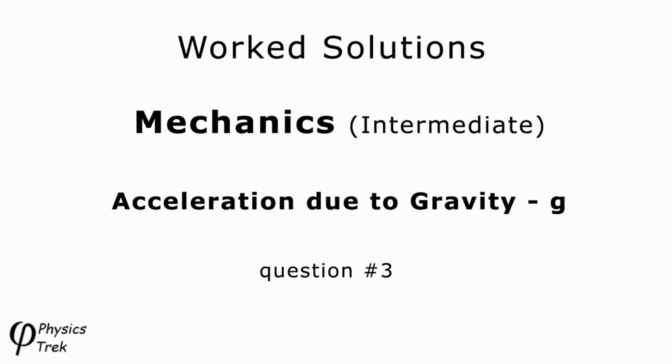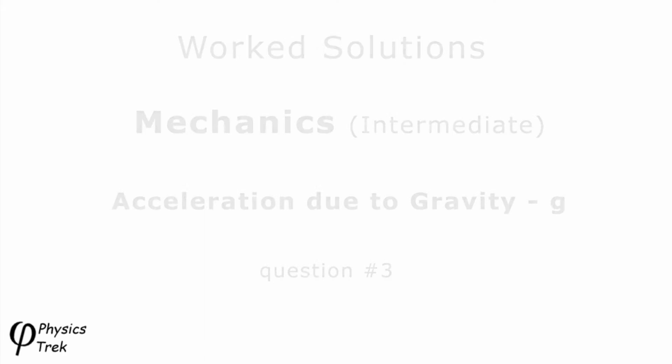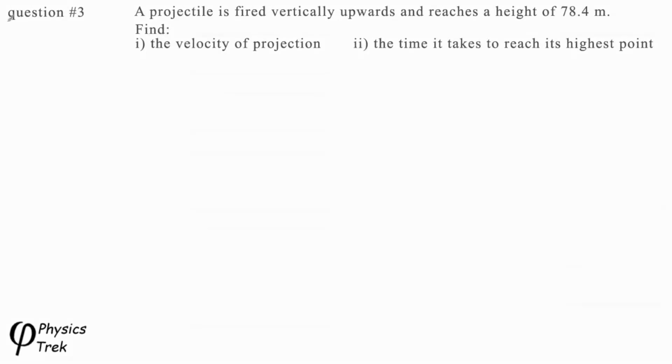So getting back to the work in hand. Now this little question is in two parts and is fairly straightforward. It concerns an object being projected upwards and reaching a particular height, and all you are asked to find is the initial velocity and how long it took the object to reach the height. So let's get started. Here is our question.